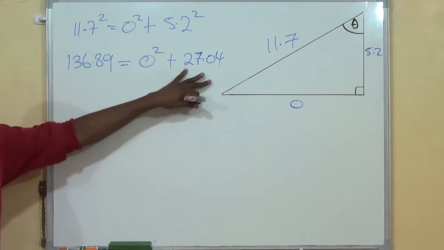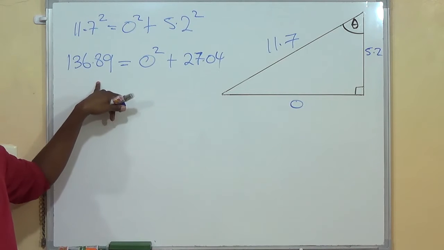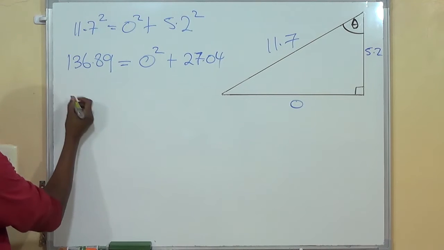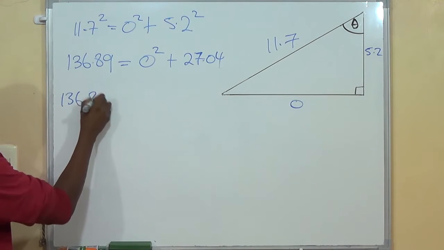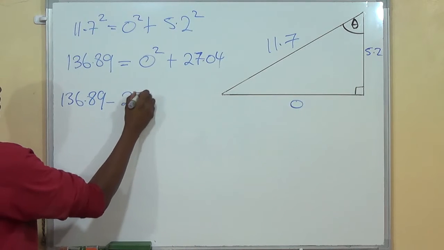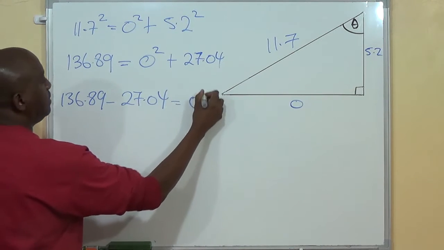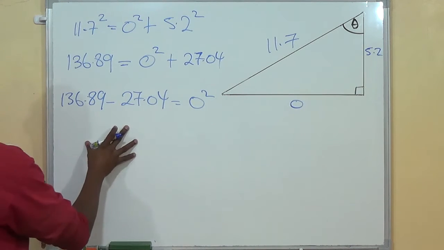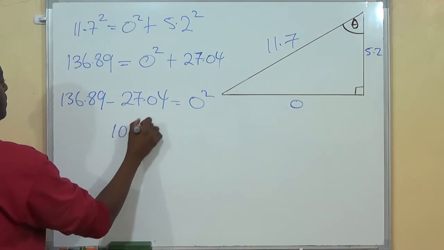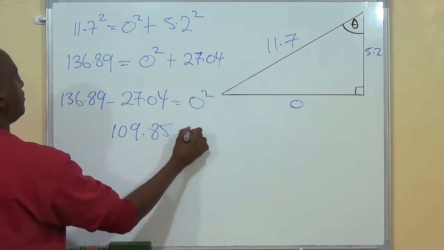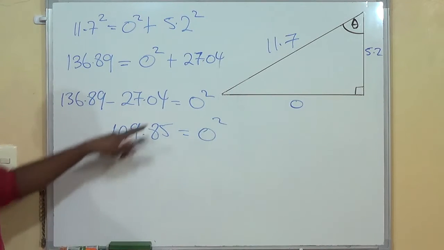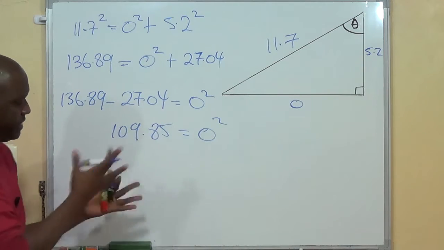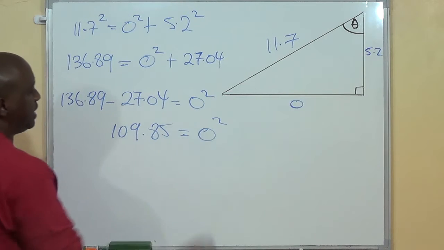Same thing. Now in this case, because we already have the hypotenuse, we have to take this and carry it across to the other side. So your next step in the arithmetic would be to say that 136.89 minus 27.04 is equal to the opposite squared. 136 minus 27 would be, let me check, 109.85 is equal to opposite squared. Boom. Bam. If I see something where I don't need to use the calculator, we just work it out and proceed.